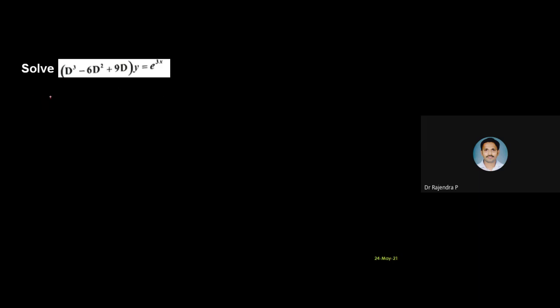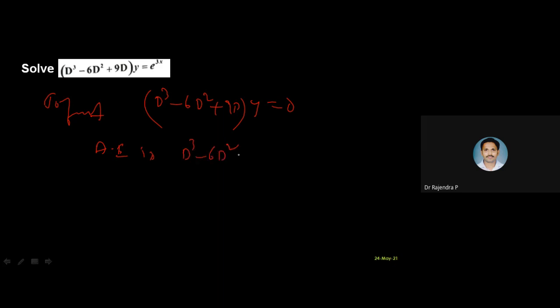To find our complementary function, what do we have to do? We have to consider d cube minus 6d square plus 9d into y equal to 0. So what is your auxiliary equation here? D cube minus 6d square plus 9d equal to 0. In all the terms d is there, so I can take d common: d square minus 6d plus 9 equal to 0. So d into that, and what are the roots for this?